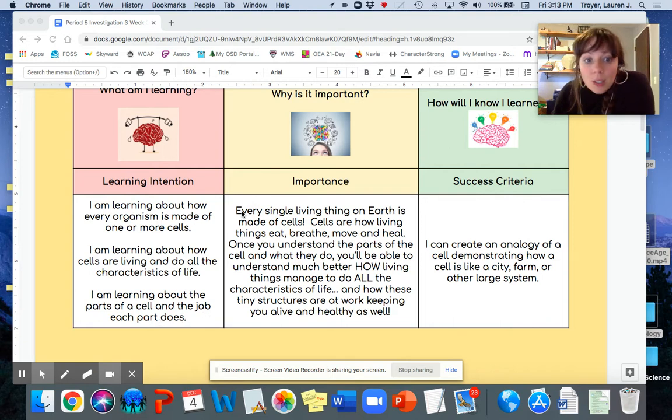Why is it important? Well, every single living thing on Earth is made of cells. Cells are how living things eat, breathe, move, and heal. Once you understand the parts of the cell and what they do, you'll be able to understand much better how living things manage to do all the characteristics of life, and how these tiny structures are at work keeping you alive and healthy as well. Next week, we'll finish this whole investigation by doing an analogy of a cell, demonstrating how it is like a city, a farm, or another large system.